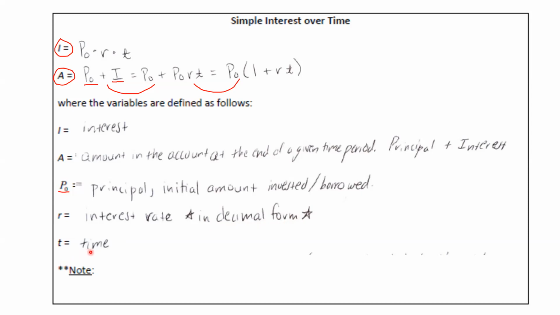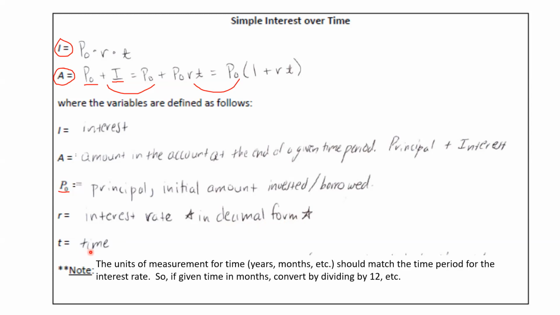A note I want to make about time: the units of measurement should match the time period for the interest rate. So that might change for a given problem. For simple interest, we could be collecting our interest every day. We could be collecting it every month. We could be collecting it every week, year, etc. Be really aware of what the units are. Make sure that you're reading the problem.